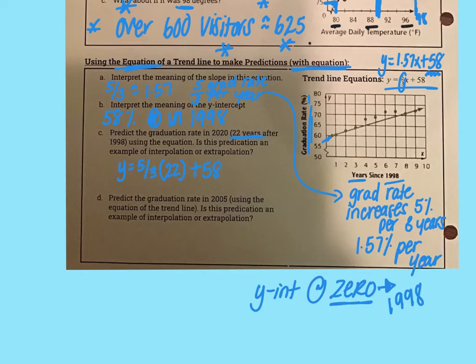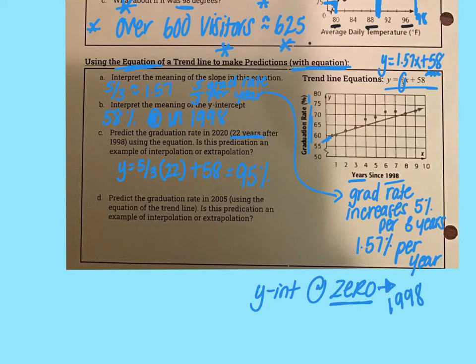All you need to do is take your calculator and type into your calculator 5/3 times 22 plus 58. Type that into your calculator. I got a great big long decimal. I'm going to round it just to the nearest whole number. So I'm going to say 95%.